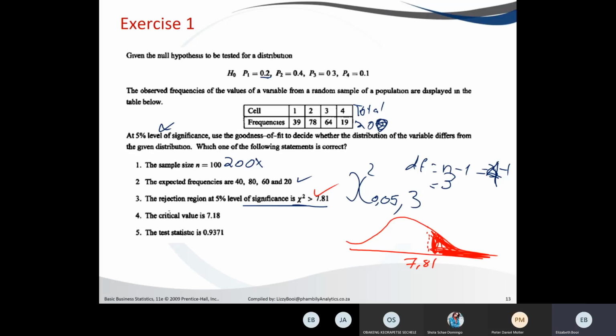Our critical value is 7.18. It is not, because it was supposed to say 7.81. Our test statistic, if you would have calculated the test statistic, which is chi-square stat, you would have found that the sum of your observed minus your expected squared divided by your expected will give you 0.7667.